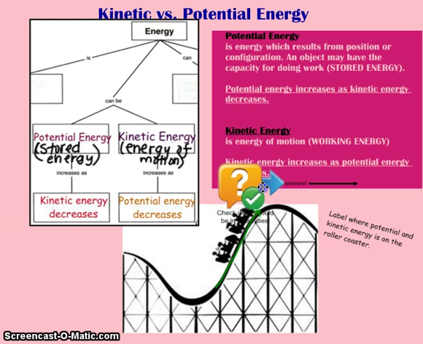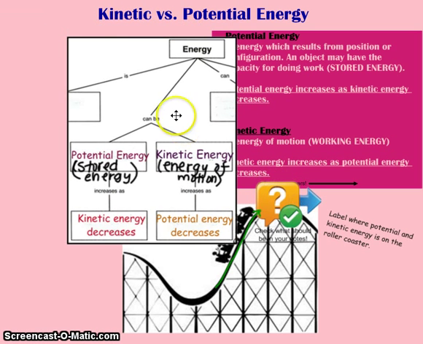So this is what you should have on your note-taking sheet. You should have that energy can be potential energy, which is called stored energy. Yes, I want you to write that on your sheet. And as potential energy is increasing, the kinetic energy is decreasing, meaning as you climb higher and higher up on your roller coaster, your kinetic energy is decreasing as you go up, and your potential energy is increasing.